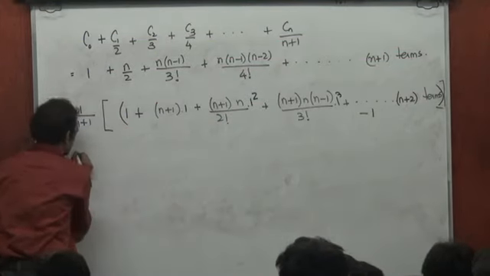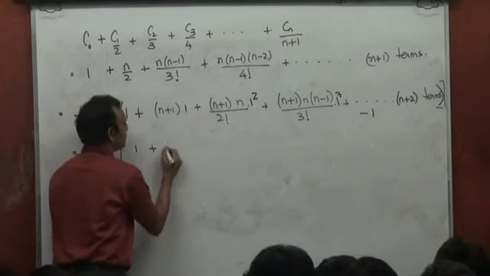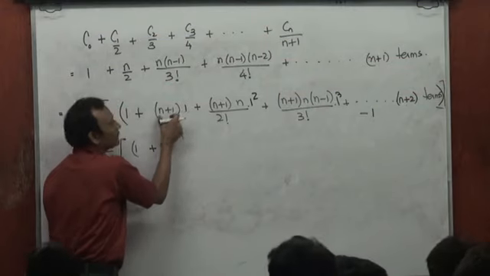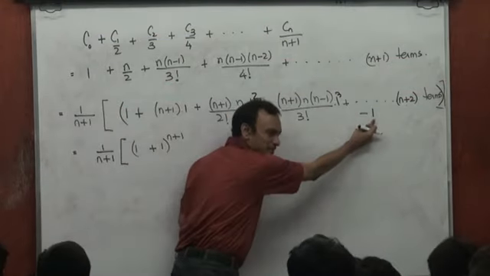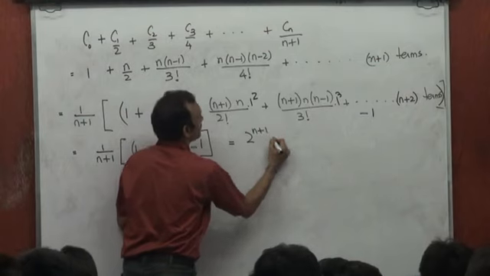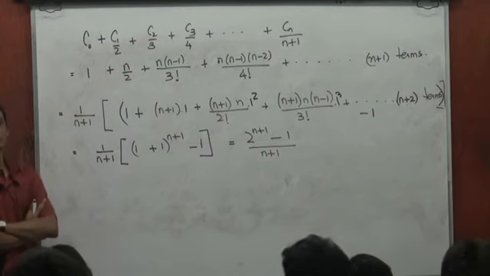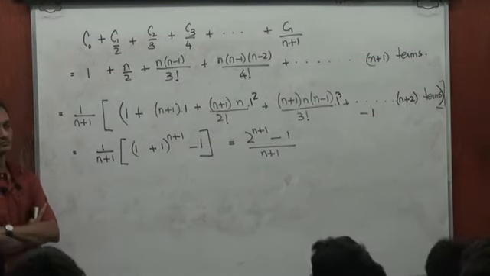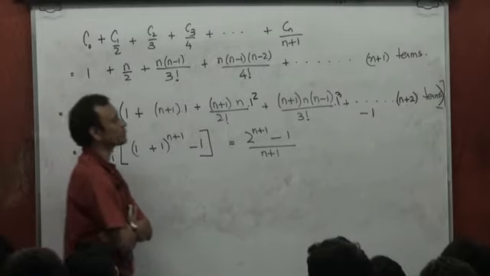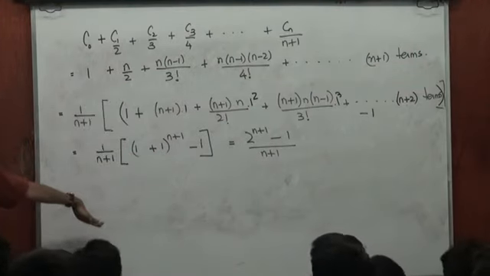Right? Which then leads us to 1 by n plus 1, 1 plus 1, whole to power n plus 1, yes or no? 1 plus x, which is 1, to the power n plus 1, and then this 1 is isolated. So, which is like 2 to the power n plus 1 minus 1 divided by n plus 1. Right? So, that's the raw format. Got me? Can I wipe this off?